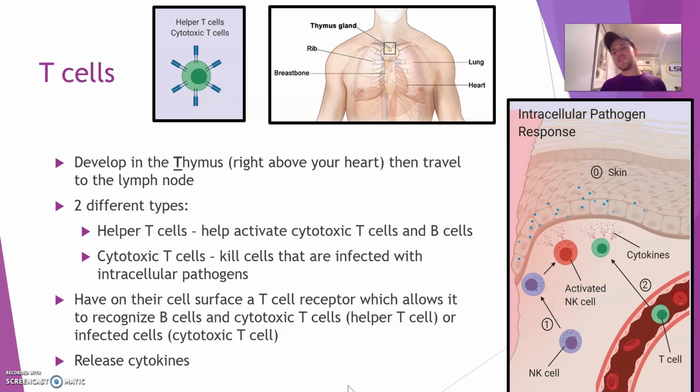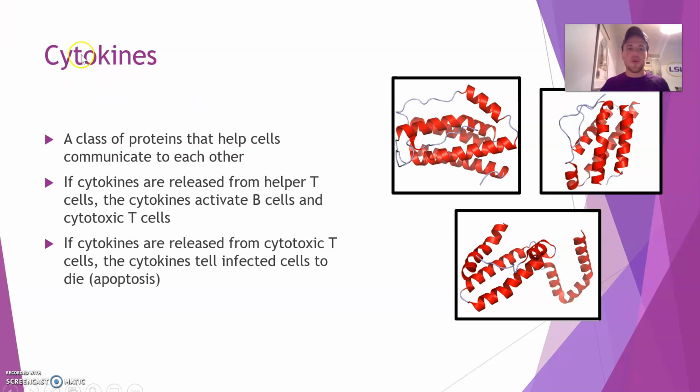And the big thing that T cells do, and actually NK cells as well, is that they release these molecules called cytokines. What a cytokine is, these are proteins. They are a class of proteins that help cells communicate with each other. So if you are a helper T cell, you're going to be communicating to B cells and cytotoxic T cells to activate. The way the helper T cell communicates to these cells is through cytokines.